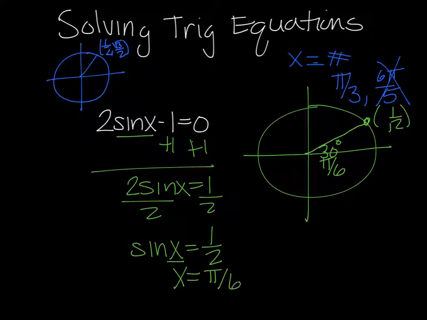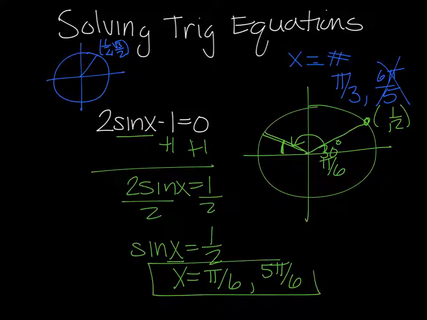However, that's not your only answer, because we also have another spot in the unit circle that gives us that, and it's a positive 1/2. And so my reference angle is pi over 6, but my actual angle is 5 pi over 6. And so that's my other answer, 5 pi over 6. Okay, so that would be my answer, pi over 6 and 5 pi over 6. However, there's a little trick to this, because it all depends on what the question asks.